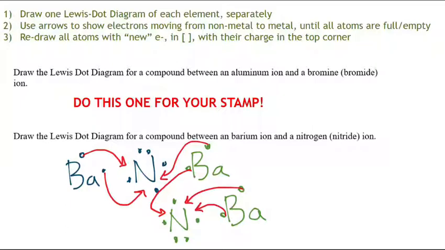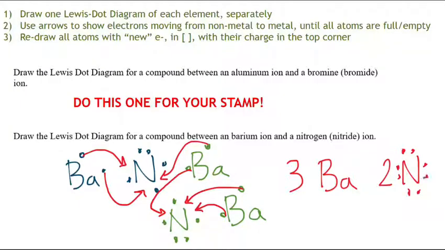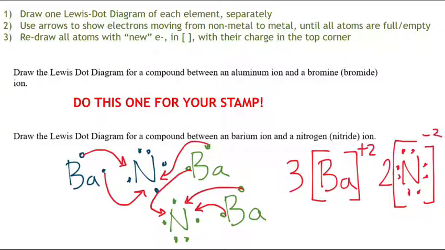And as we start to write out that final version, this is really where those coefficients help us a lot. We ended up needing 3 completely separate barium atoms. So I'm going to put 3 Ba here, and 2 nitrogen atoms, which ended up with all 8 valence electrons around them, giving those square brackets and their charges. Bariums each lost 2, so that made them a +2. Each of the nitrogens gained 3, so that made it a -3 charge.